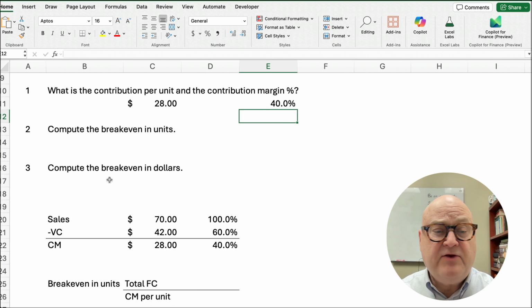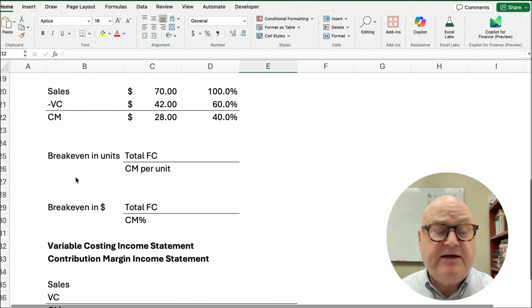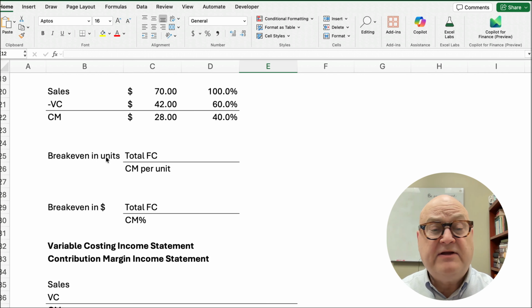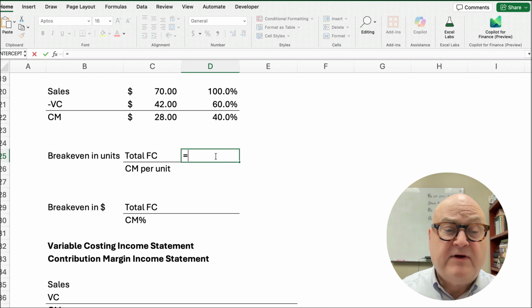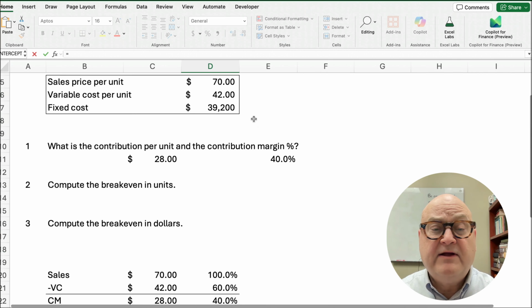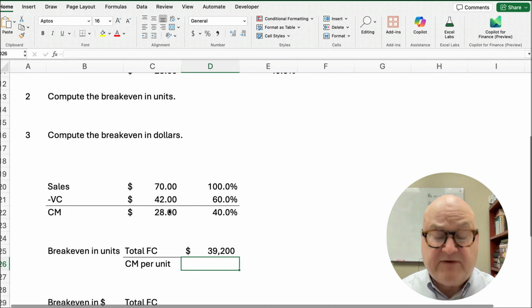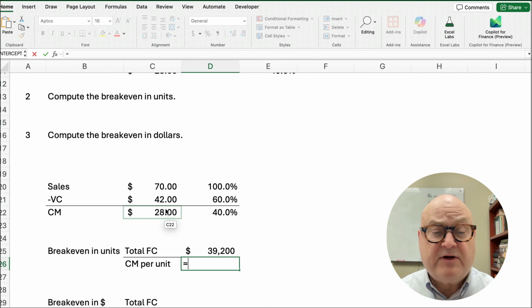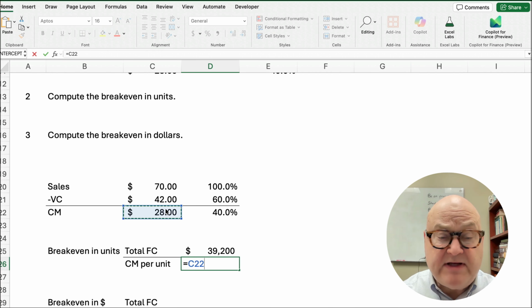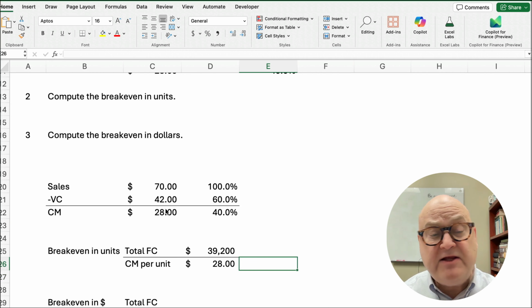Now, to get break-even in units and break-even in dollars, we need to know the formula. The formula for break-even in dollars is down here, fixed cost divided by contribution margin percentage. The break-even in units is fixed cost divided by contribution margin. All right, so our total fixed cost here was given at $39,200, and we're going to divide it by the contribution margin per unit of $28. So how many units do we have to sell to reach the break-even point?